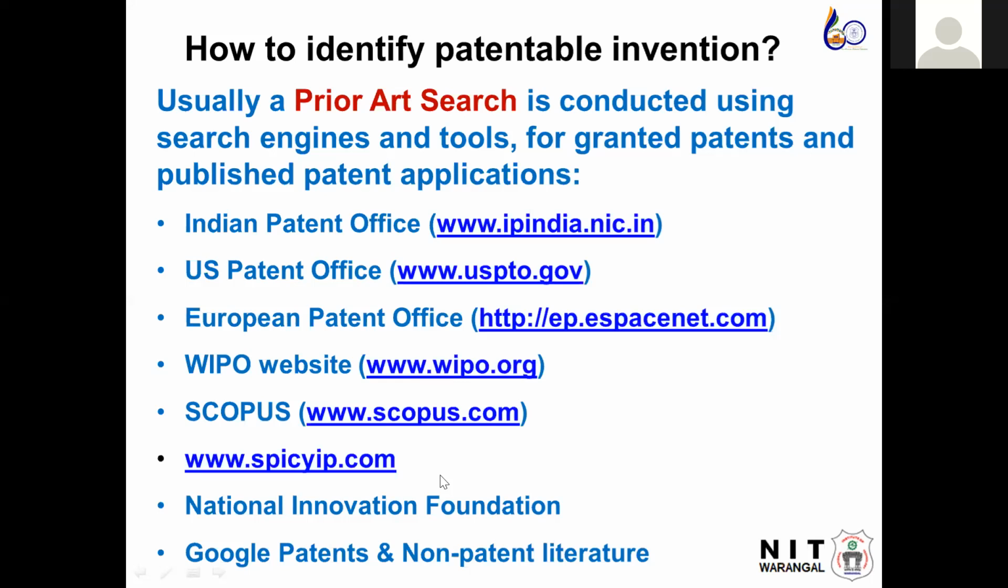Okay, you get the idea, and then there are certain things also. Sometimes you go to the US website, download a US patent and read it. By reading that one, you may get a different idea which is not available, so you can go for the patent. So these are the places where you can get a lot of information. National Innovation Foundation also, you can type it and get it. Google Patents, non-patent list, many things are available on the website.